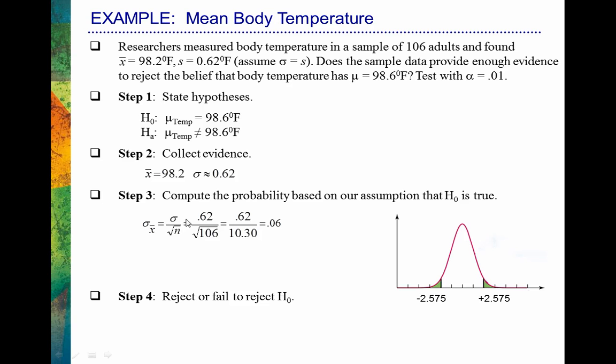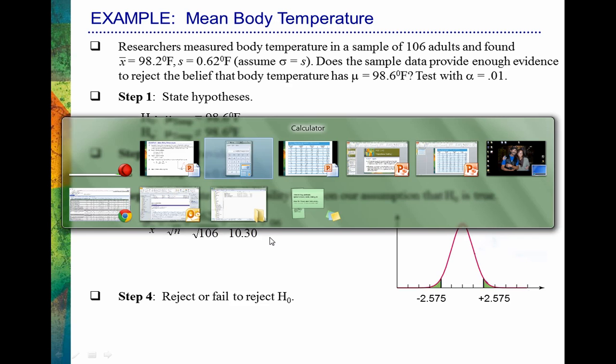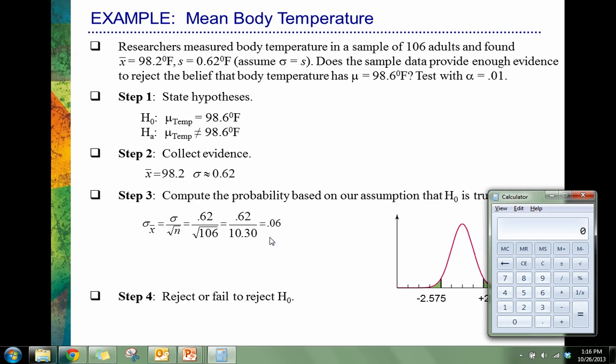So first we need to compute the standard error of the mean. We take 0.62, which is our estimate for the standard deviation, and we divide by the square root of 106. The square root of 106 equals 10.3. If we take 0.62 and divide by 10.3, we should get 0.06. Let's verify that with our calculators. 0.62 divided by 10.3 equals 0.06. So that looks like a good value.